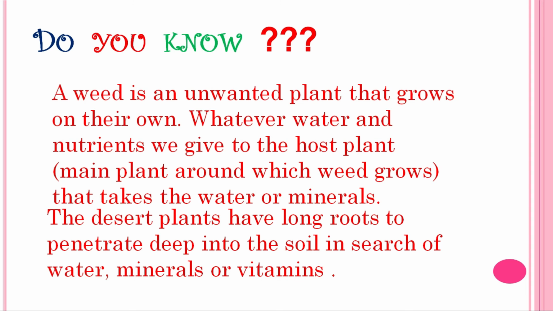Now, do you know that a weed is an unwanted plant that grows on their own? Whatever water and nutrients we give to the host plant, meaning the main plant around which that weed grows, that takes the water or the minerals. And the desert plant have long roots to penetrate deep into the soil in search of water, minerals or vitamins.